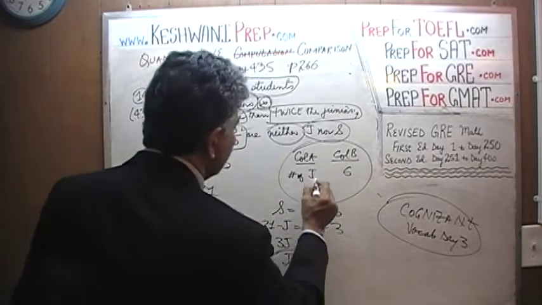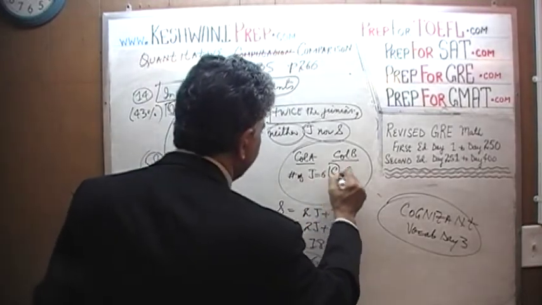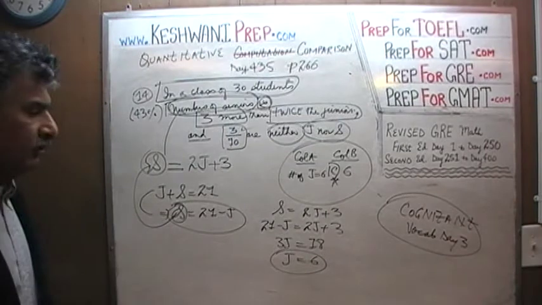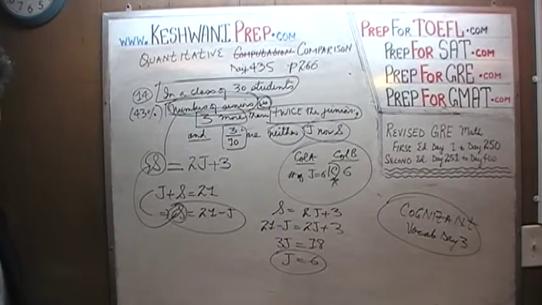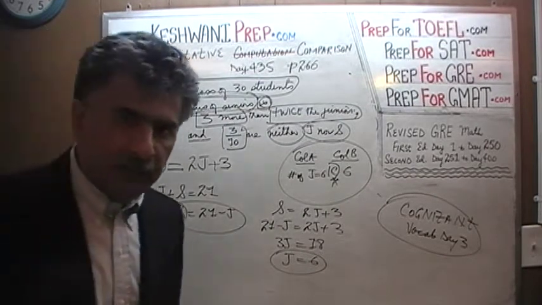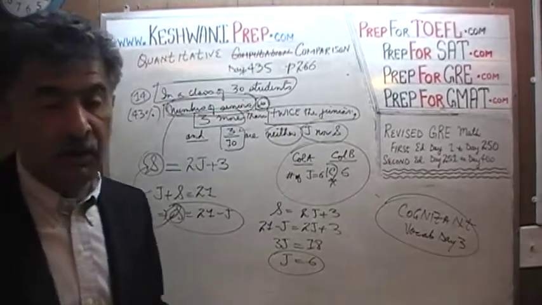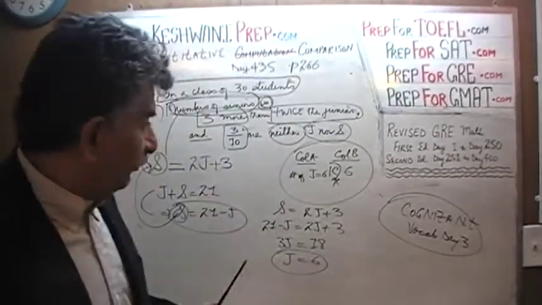What do you know? J equals 6. The answer is C. The answer to this problem is C. That's all. Now, another way we could have done it is to try our luck and see if the answer is C. Let's do it that way.